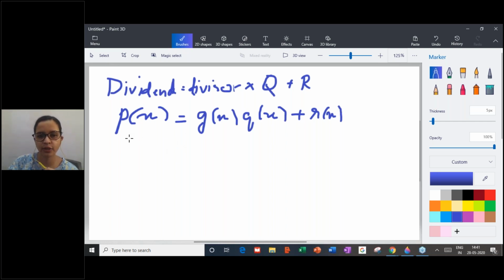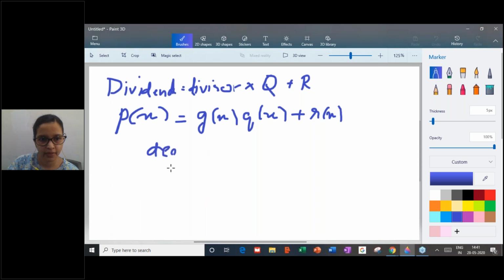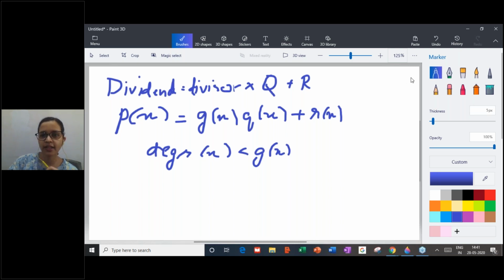So, what rule comes here along with this equation is that the degree of r of x is always less than the degree of g of x. Why will this be? Because if the degree of the remainder is equal to or greater than the degree of the divisor, that means further division is possible, right? Only when the degree of a remainder is less than the degree of divisor, the division is completed and you get some remainder or you get zero.